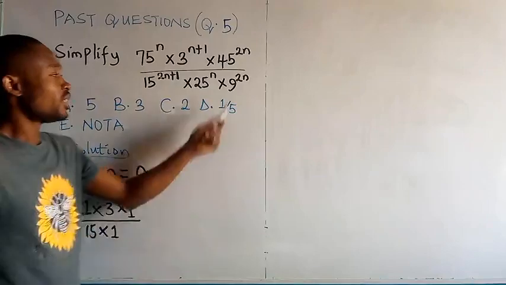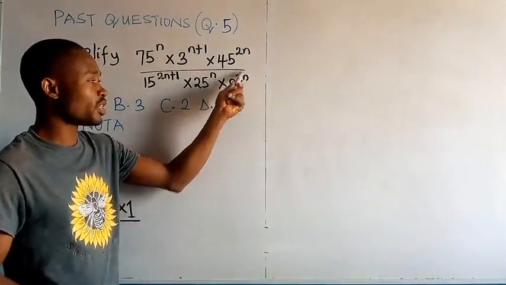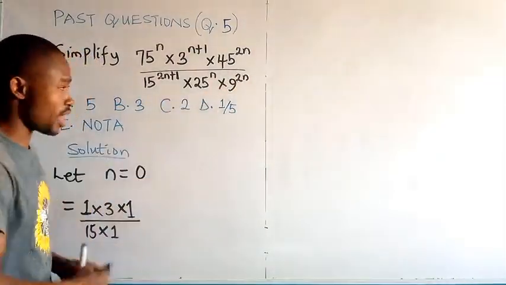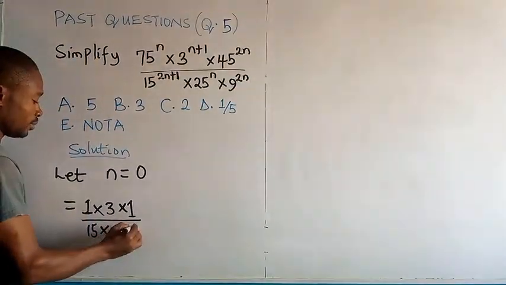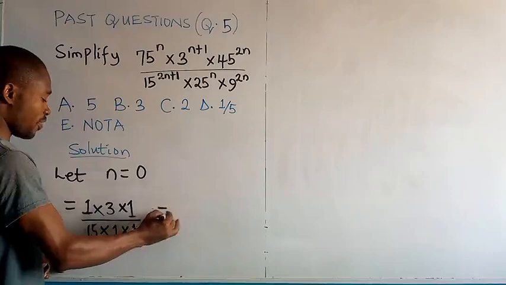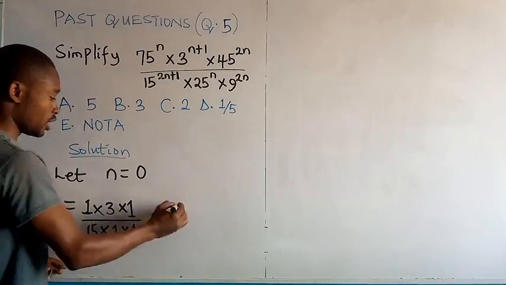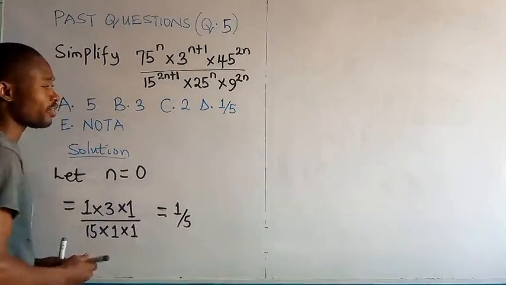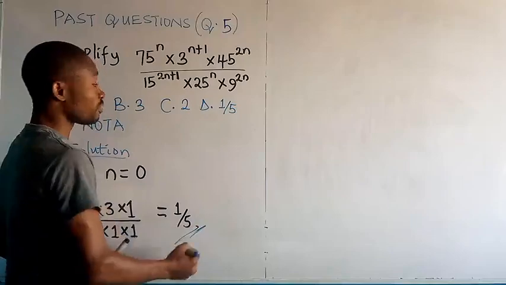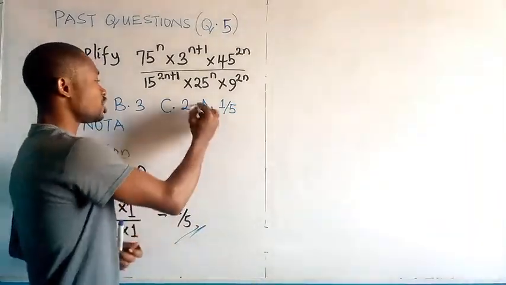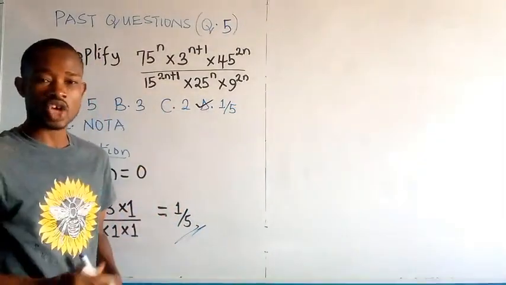And then we have 9 to the power of 2 times n. Fix 0 here, 2 times 0 will give you 0. 9 raised to the power 0 is 1. And so simplifying this, the numerator will give us 3, the denominator is 15. 3 over 15 will give you 1 over what? 5. So that is the fastest way of solving this particular indicial expression of this type.